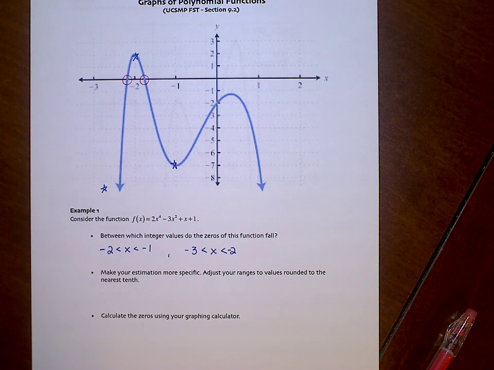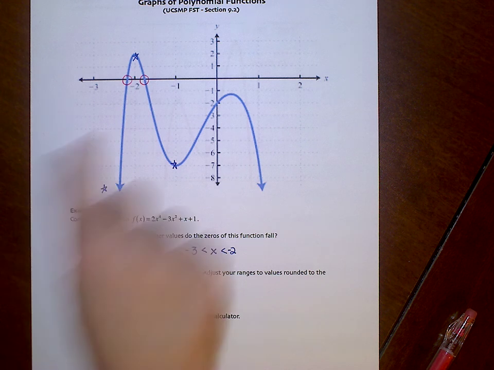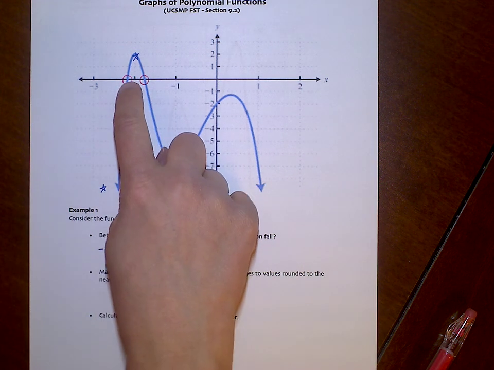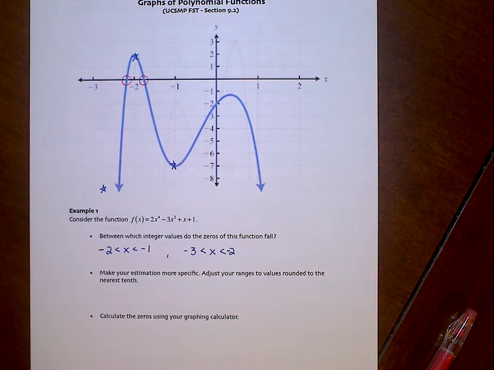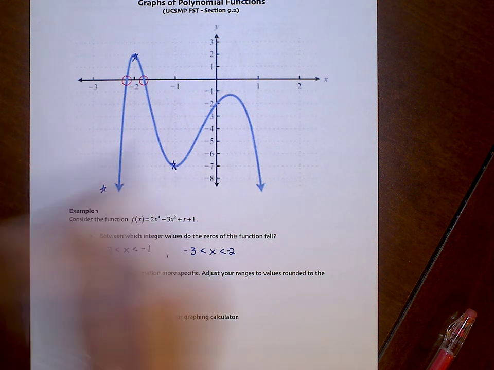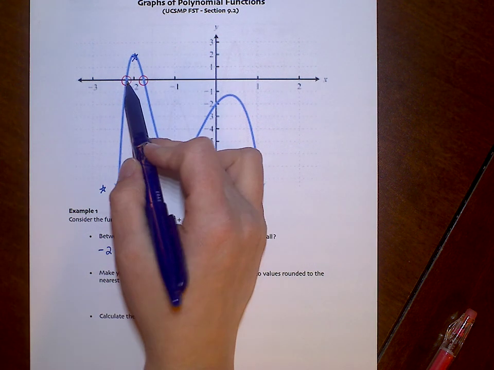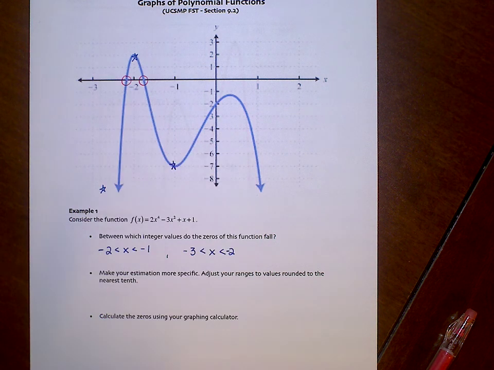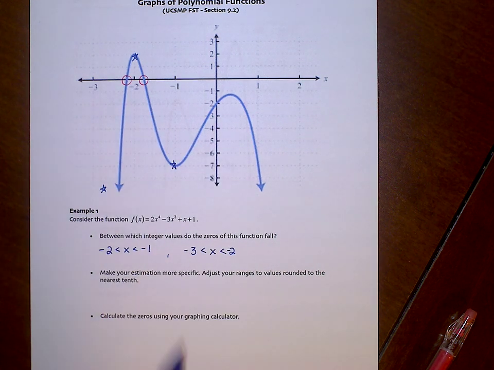The reason I'm not going to get into all of that right now is if you are graphing this on Desmos, you can just hover your cursor and it's going to tell you exactly where those zeros are. So you don't need to mess around with all of that repeated estimation, which is really the algorithm that your calculator uses. You can just identify where the zeros are located specifically. So calculate the zeros using your graphing calculator.